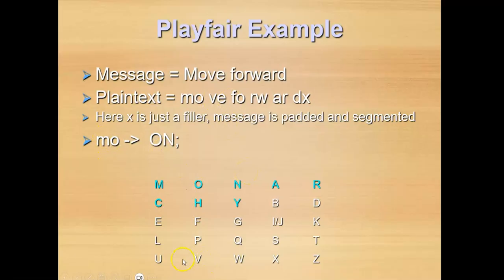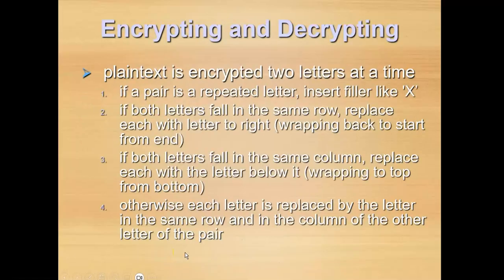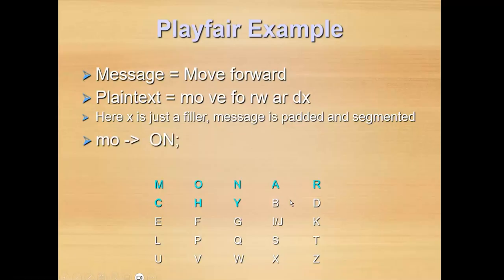And the next one is VE. V is here and E is placed here, right? So if both letters are in different columns, you have to replace by the letter in the same row and in the column of the other letter of the pair. What this means is V is in this column and E is in this column. So we replace V by the letter present in this column, that is U. Similarly, E is replaced by the letter present in the column of V. Okay, so this pair has to be taken.